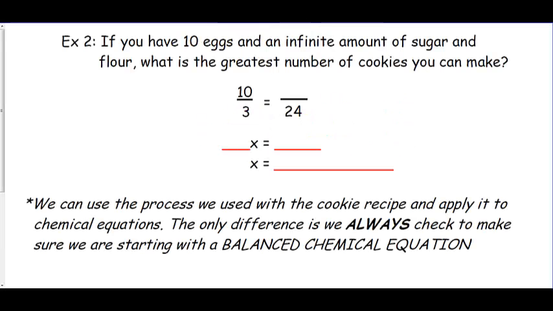Here's another example. If you have 10 eggs and an infinite amount of sugar and flour, what is the greatest number of cookies that you can make? It doesn't really matter how much sugar and flour; they're saying we have as much as possible. So we're going to figure out how many cookies we can make with just 10 eggs. We're setting up the proportion: 3 eggs to make 24 cookies.